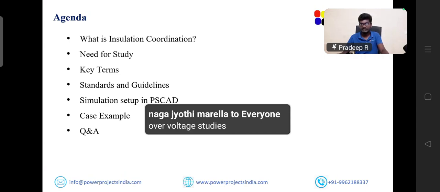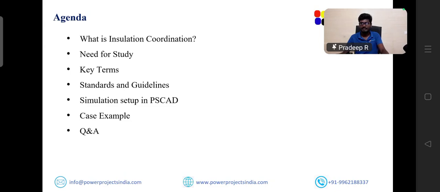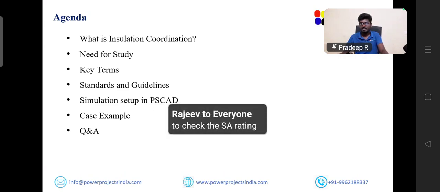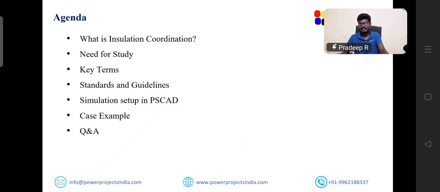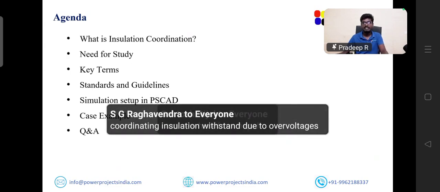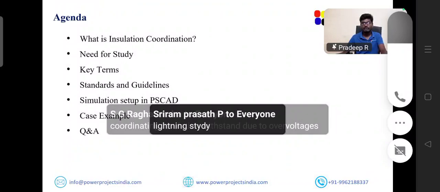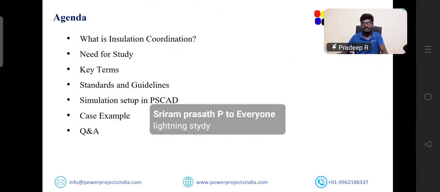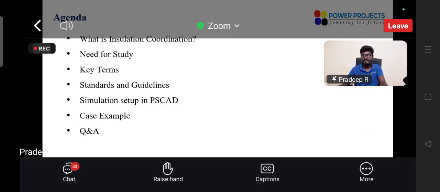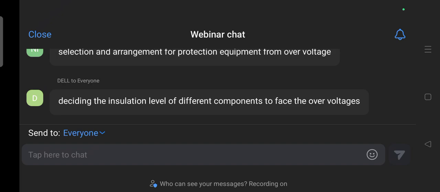Yes, over voltage studies. Exactly. Yes, to safeguard our arresters, coordination with surge arrestor, yes. To check the surge arrestor rating, yes, of course. So in installation coordination, we are going to study what are the over voltages that can occur in the power system and how we are going to protect that using our installation coordination while we are performing in our PSCAD. Yes, deciding the installation level, yes. Selection and arrangement of, yes, everything is right.